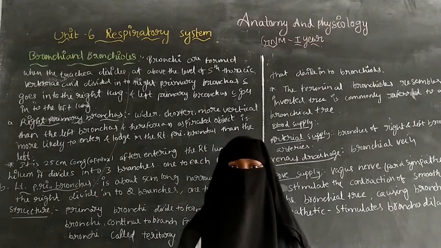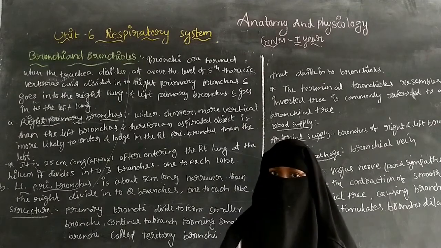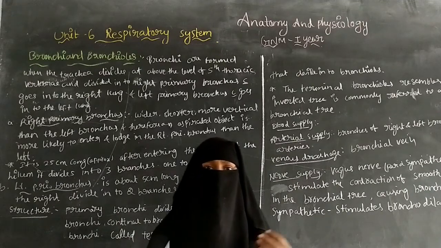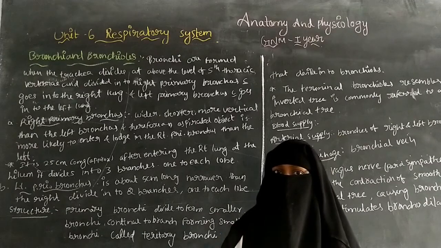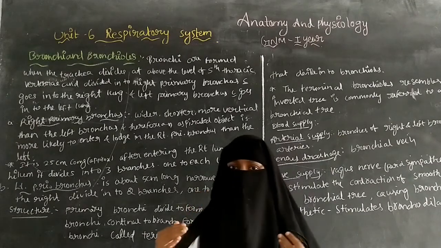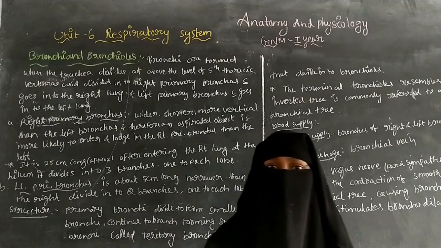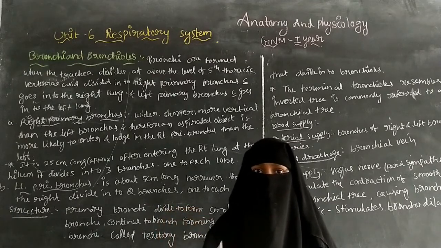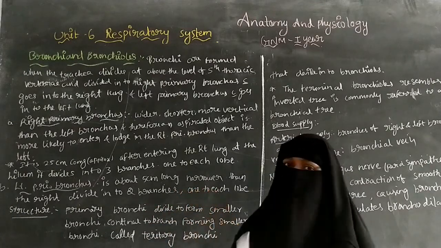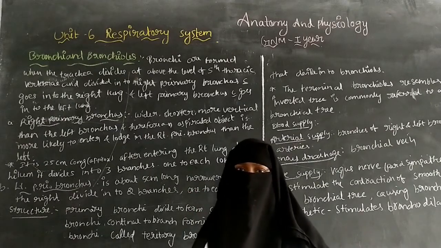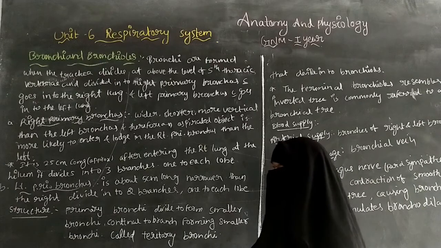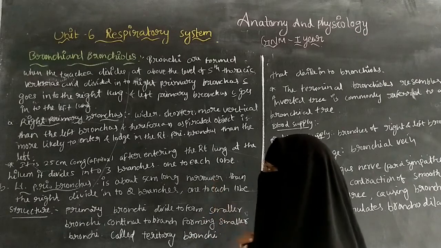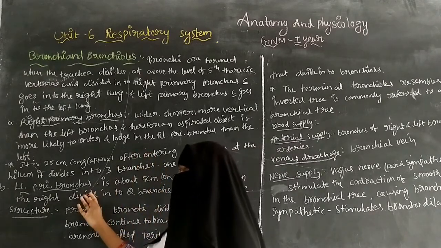So the left lung consists of 2 lobes, while the right lung has 3 lobes. The left primary bronchus is divided into 2 branches, and the 2 branches enter one to each lobe. From the medial part of the lung, that is the hilum, the left primary bronchus divides into 2 branches, one entering each lobe. So the left lung consists of 2 lobes, and the divided branches enter the lobes.